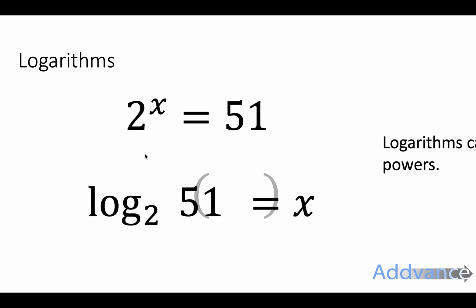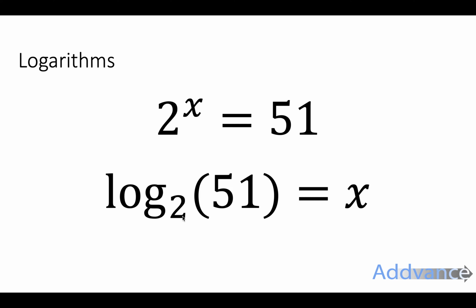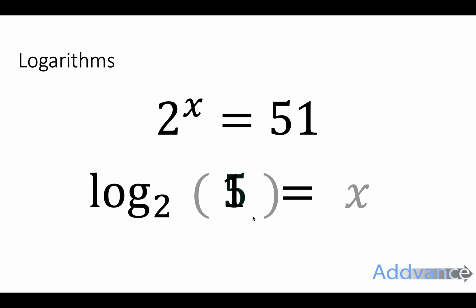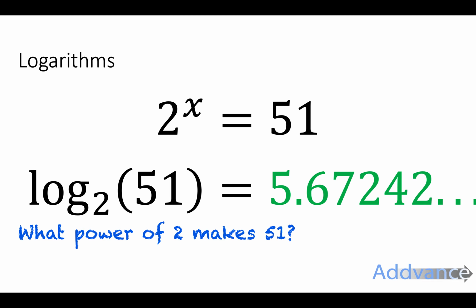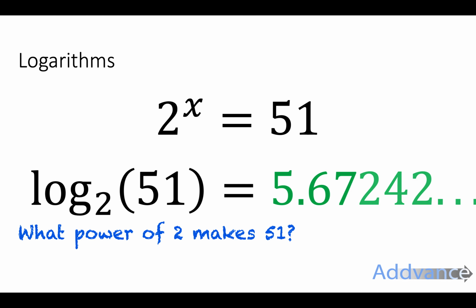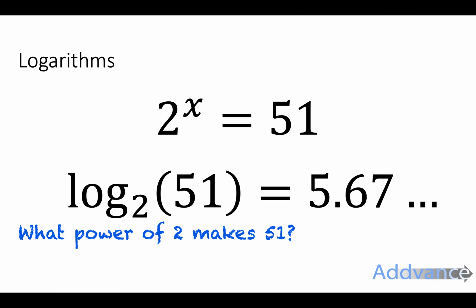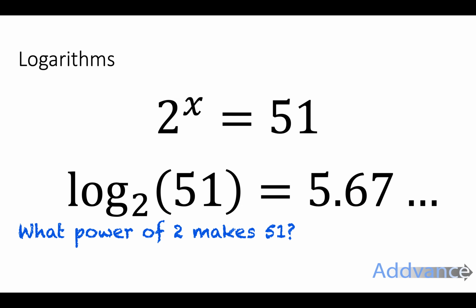So let's see this really closely. Log 2 of 51, I get the answer as 5.67242, and just make sure you get the same decimal as me in your calculator. So take your calculator now and try to work that out yourself. If you want to check your answer, you can put 2 to the power ans, 2 to the power 5.67, and see if you get 51, and you should get 51. And you can round it to 5.67 if you wanted to.